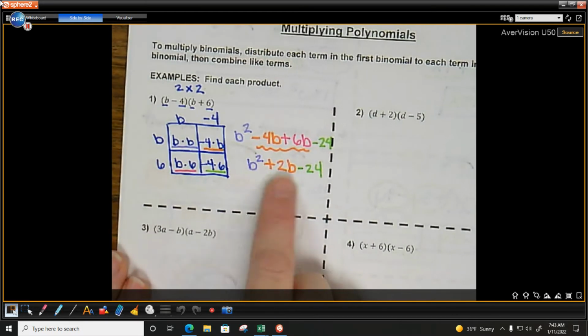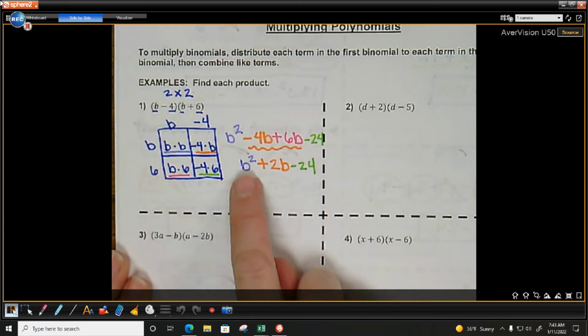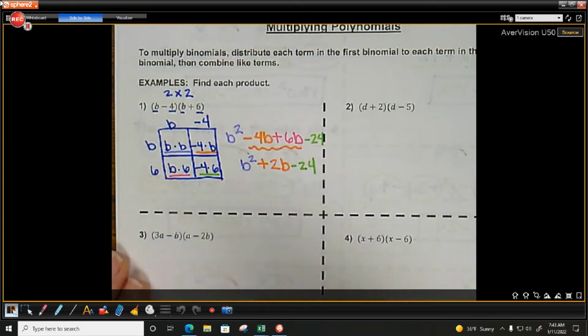Do I have any like terms? Am I in the correct order of b squared, b, constant? We are done.